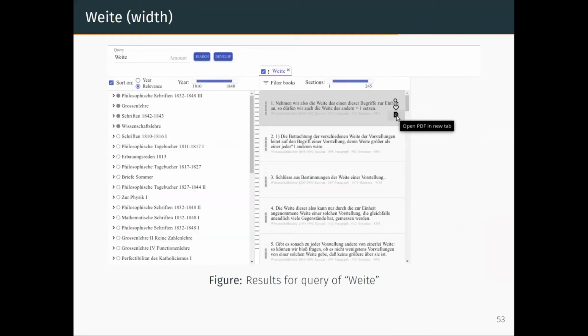Here we make a query for Weite, for the concept of width. Here we have the most relevant passages according to the calculations. On the left are all the works of Bolzano which we have in our data set, and the ones with the gray dots are the ones where the concept Weite occurs. We can sort both by year and by relevance. Here we sorted by relevance, and we see immediately that there are only 4 books in which he used this term.